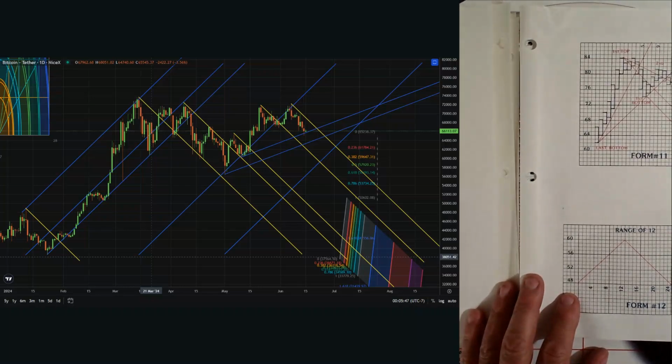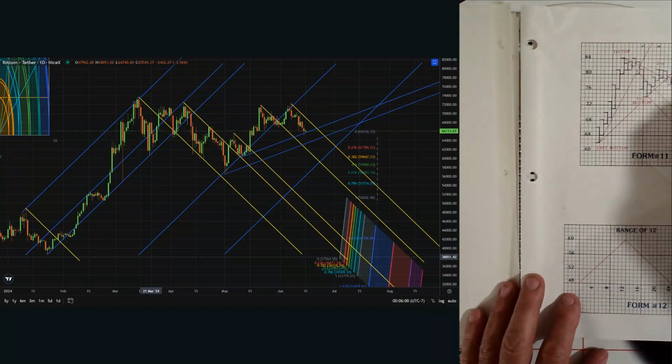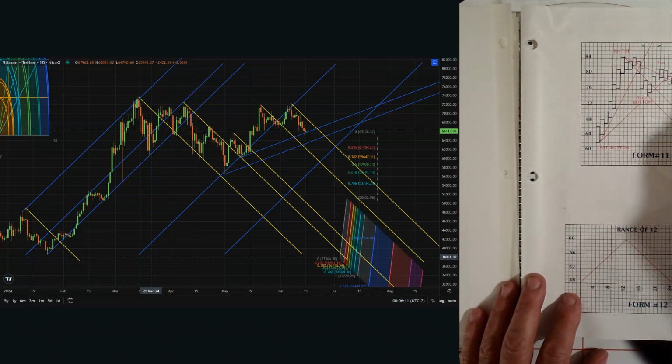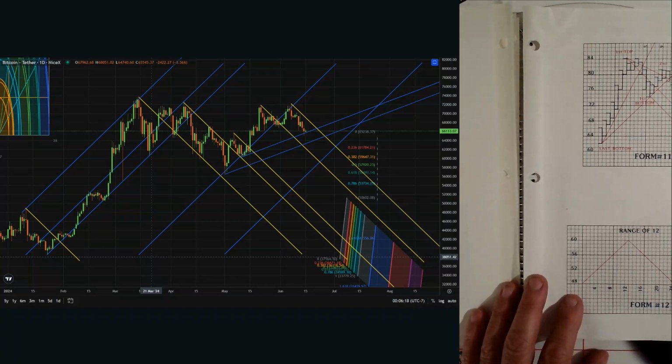Form 11, again, a failed top. Again, running a channel from our 45-degree angle, staying below our 1 times 2 angle means weakness. And noting that we could do a short anywhere up to this 1 times 2 angle would be a terrific area to get out of your short position and cover. And as well, anyone that gets into a long position, this is a good place to get out again.